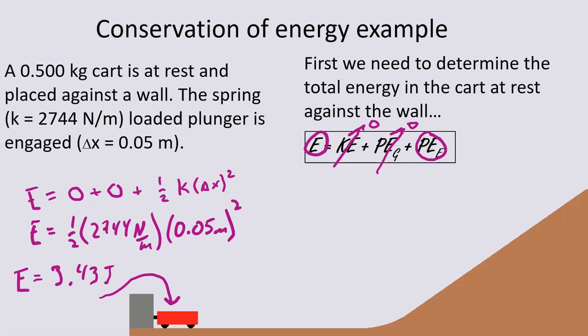So the energy is going to be conserved. So if we follow the cart along, it should still have an energy of 3.43 joules as it's moving along the ground here. And then as it rolls up the hill, every point along the way, and when it gets to the top up here, still going to have a total energy of about 3.43 joules.